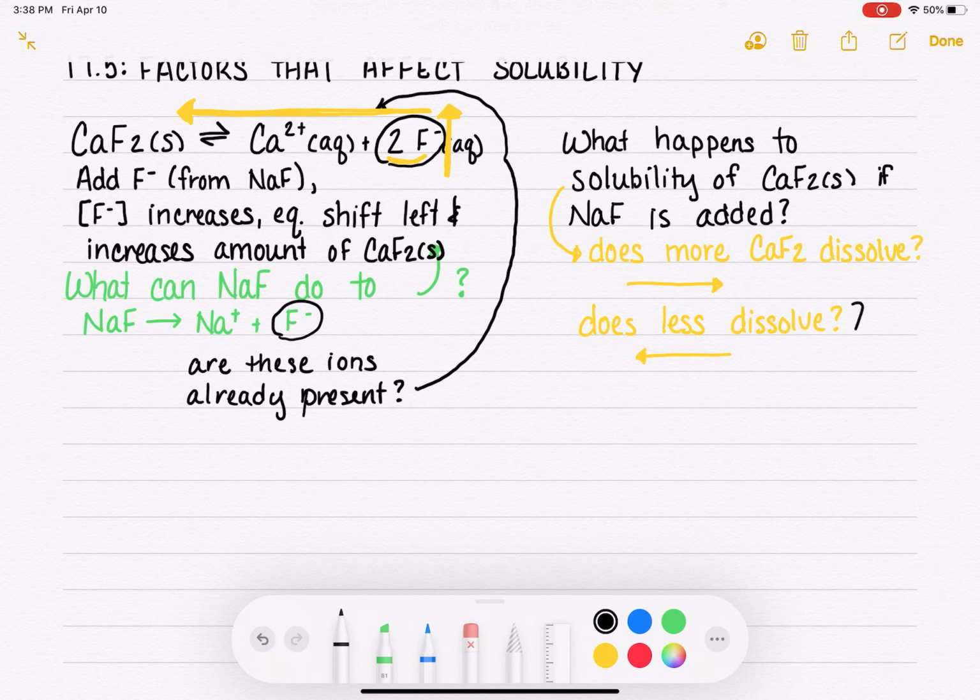Shifting to the left means that less of our calcium fluoride is dissolved. The answer to this question is that the calcium fluoride solubility decreases. It is less soluble because we have formed a larger amount of solid. There's another way that we could look at this type of problem. So this is one way we could look at it, just with a straight up common ion type thing.